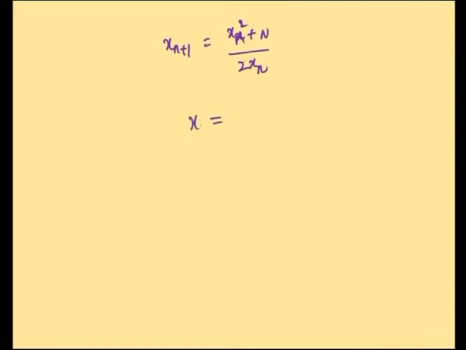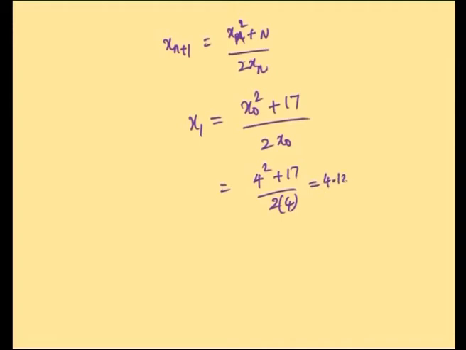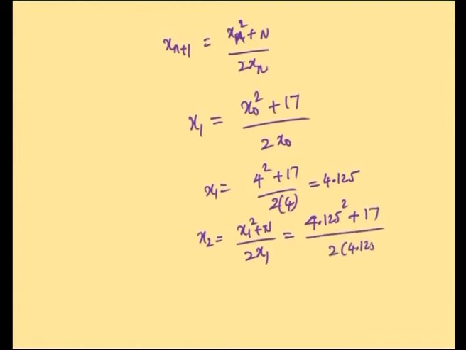x1 is equal to x naught square plus 17 divided by 2 into x naught. That is 4 square plus 17 divided by 2 into 4, and this gives you the answer 4.125, which is x1. And then x2 is x1 square plus capital N divided by 2 x1, which is 4.125 whole square plus 17 divided by 2 into 4.125.